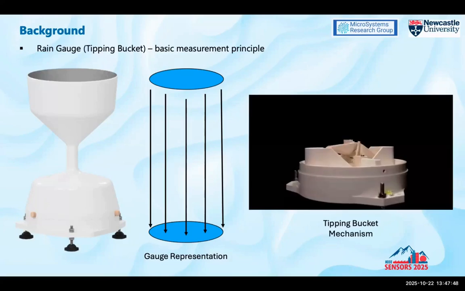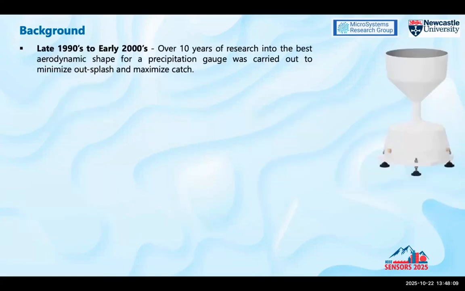And then inside the instrument, normally you have a tipping bucket or weighing mechanism to actually measure the precipitation, the water content. And then you can convert: you know the surface area, you know how much water you've got, you know the volume of the bucket, you can therefore calculate the rainfall in millimeters or inches. So that's the basic principle.